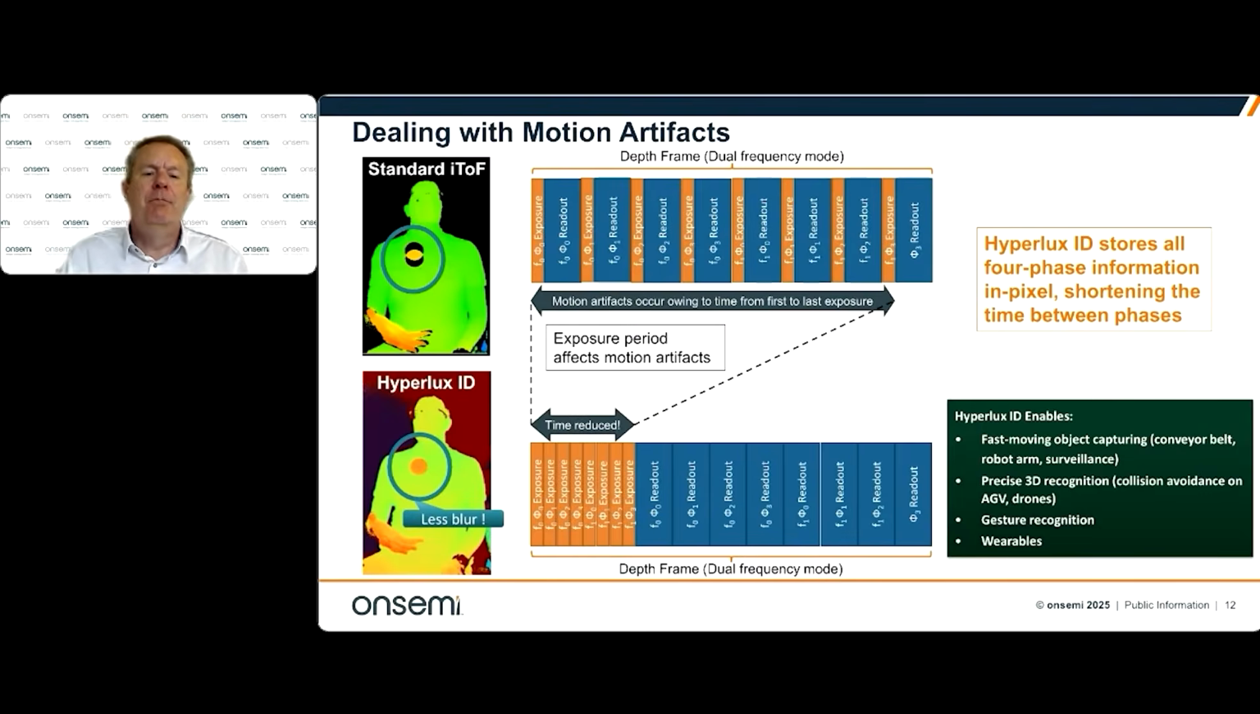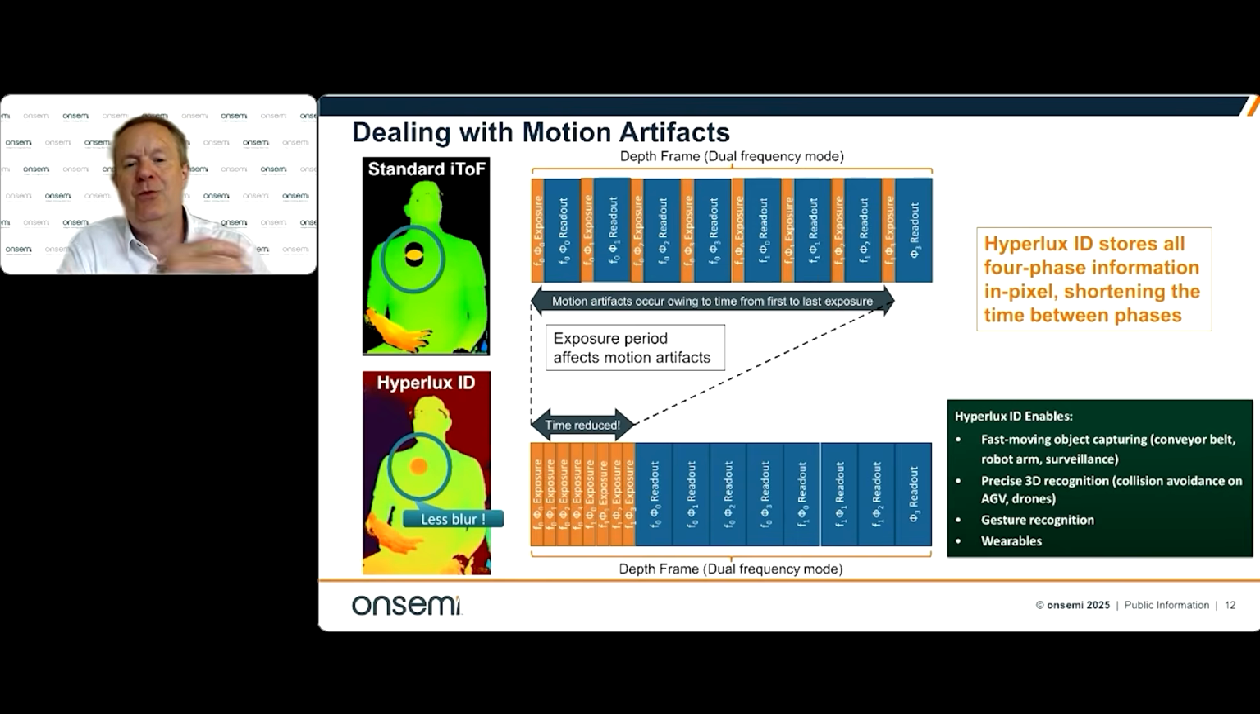Let's start with motion artifacts. So I mentioned the blurring, and standard iToF has this blurring. Standard iToF today doesn't have any in-pixel memory. So if you recall what I said in the introduction about the way iToF works and the need to have these 4 phases in order to calculate the depth, standard iToF today, because it doesn't have in-pixel memory, needs to do an exposure and readout, exposure and readout, consecutively for the 4 phases.